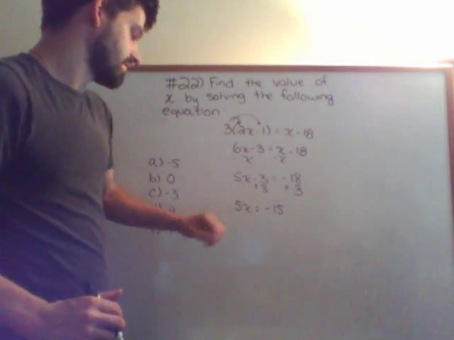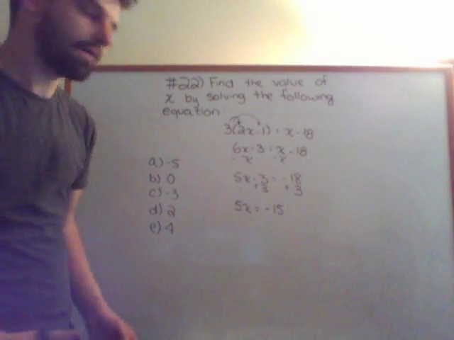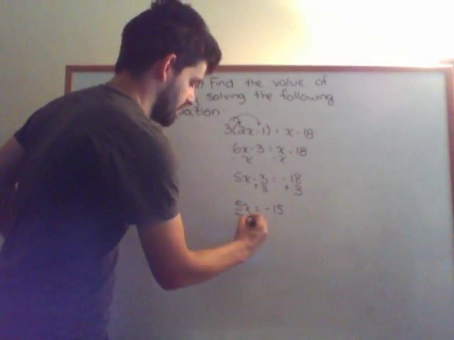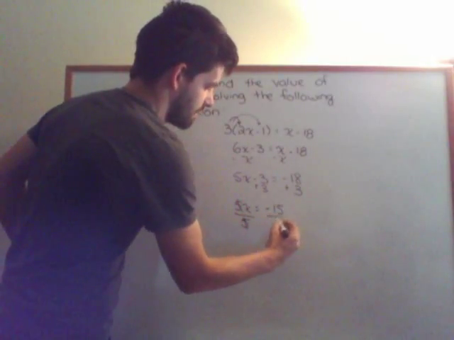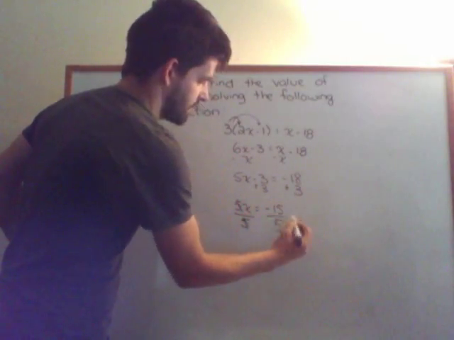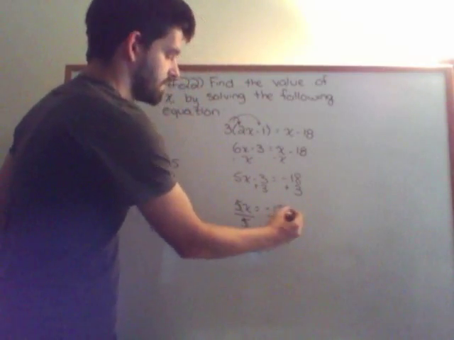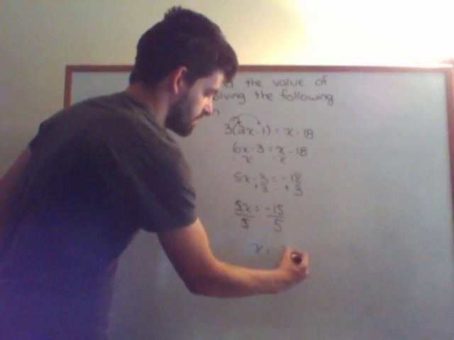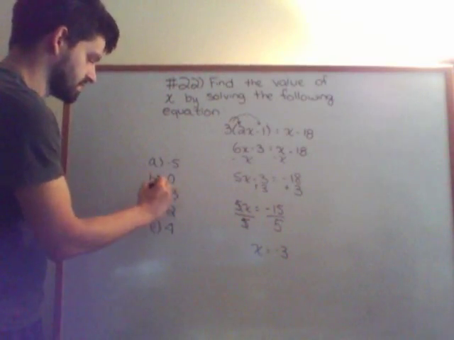Now we just have to get rid of the 5x. So because x is being multiplied by 5, we're going to undo that by dividing by 5. This is going to cancel, and we're going to have negative 15 over 5, and we're going to get x is equal to negative 15 divided by 5 is negative 3. Okay, and that's going to be choice C.